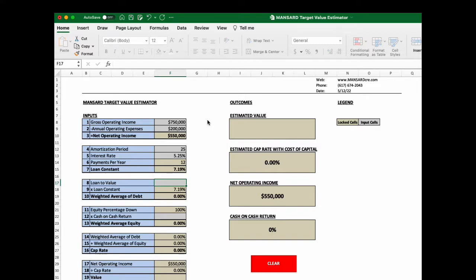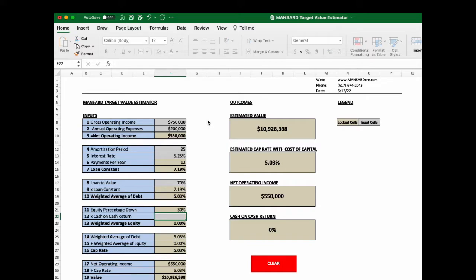Now, the next thing we're going to do is figure out what our loan to value is. Those can vary as well. You might see a loan to value anywhere from 80% down to 10, 20, 30%. In this case, we're going to use a 70% loan to value. And you'll see now that we're starting to get some outputs. The output here is partial because we haven't put in our cash on cash return.